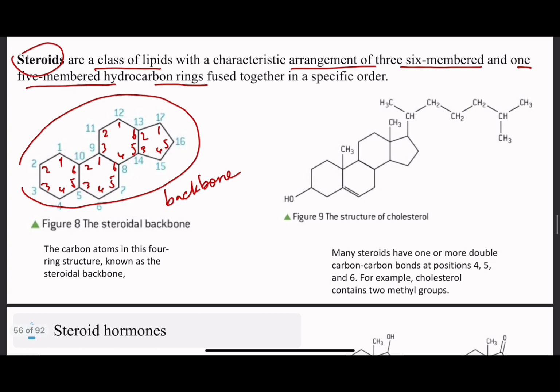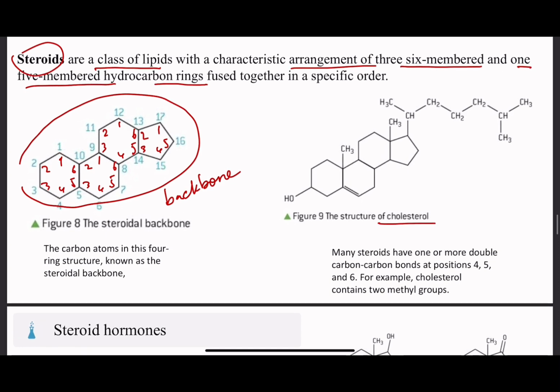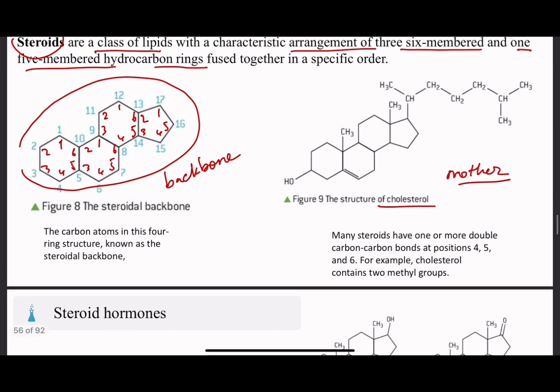For example, cholesterol is the mother of all the steroids, where we get all of our steroids. Many steroids have one or more carbon double bonds at positions 4 and 5, you see. So position 4 and 5 in here. And where do we have position 6? For example, cholesterol contains 2 methyl groups, but it has the same backbone, you see.